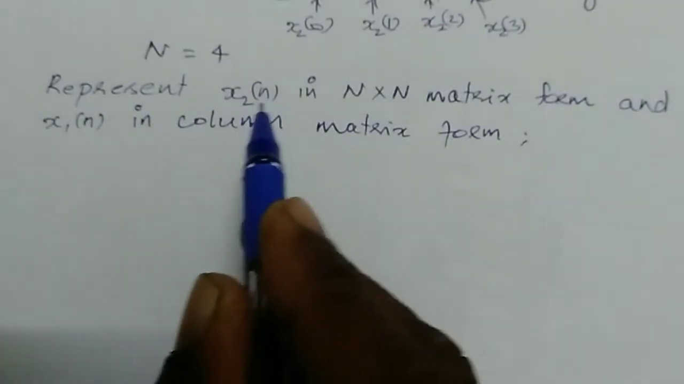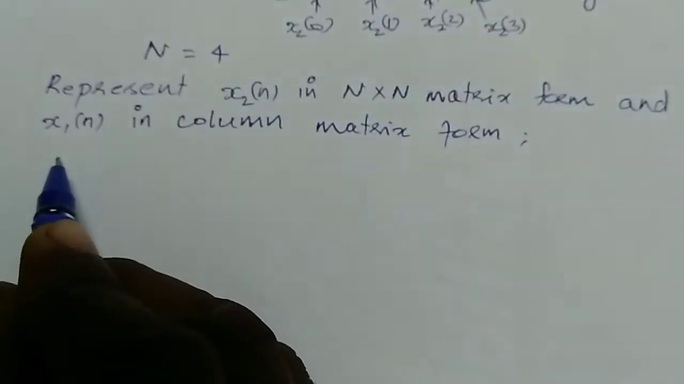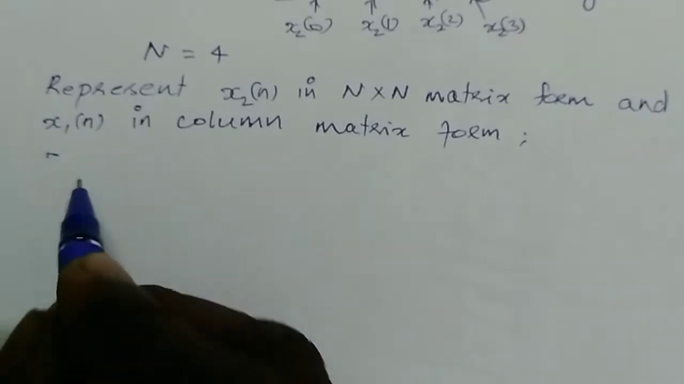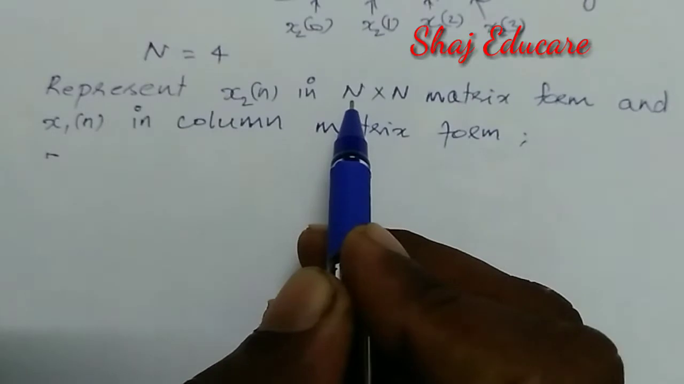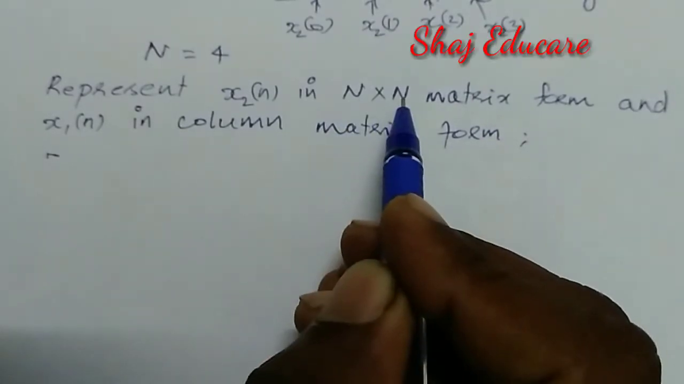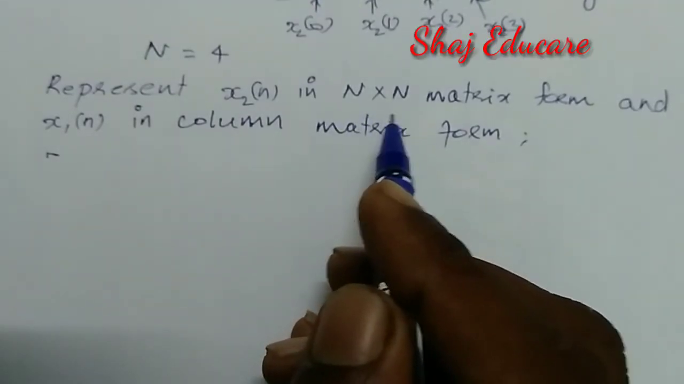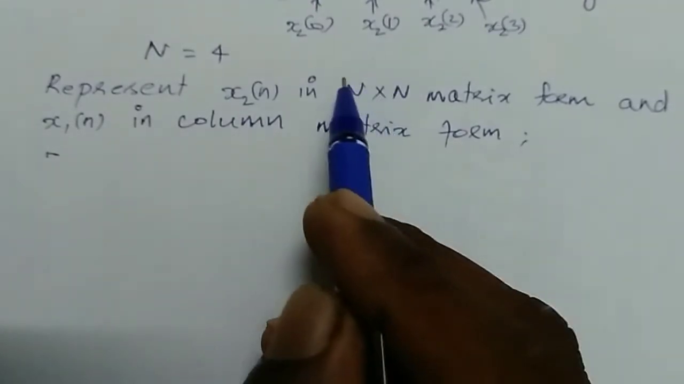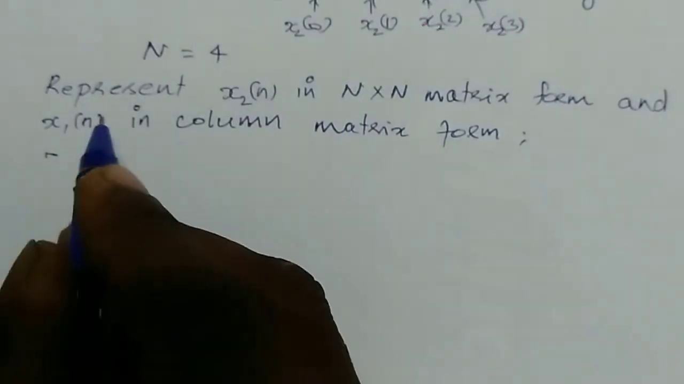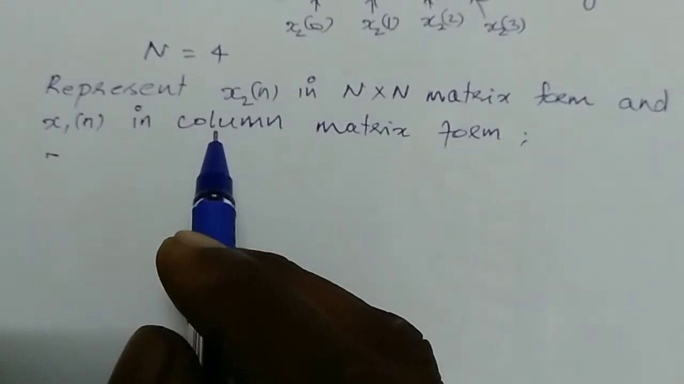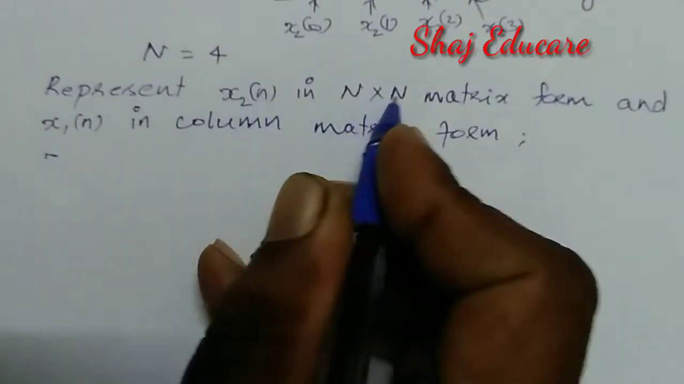Let us go through that. First of all, we have to express the second signal in a 4 by 4 matrix. Then I'm going to construct a matrix with 4 rows and 4 columns. This matrix can be considered a square matrix, as rows and columns are equal. This matrix is constructed in a particular manner, so let us do that. x2 in 4 by 4 matrix.